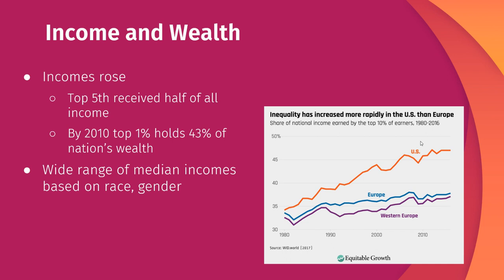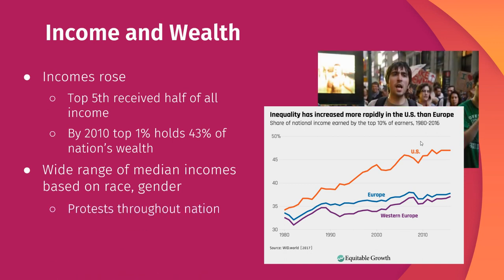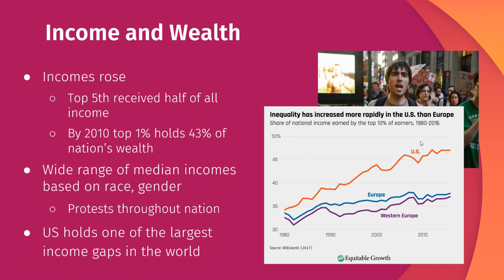And so most Americans throughout the 1990s and into the 2000s are doing better, but the Americans at the top of the economy are doing better than the Americans who are not at the top. And so we see a wide range of median incomes based on race and gender. This leads to protests throughout the nation due to this economic inequality. And if we look at it today, the United States holds one of the largest income gaps in the world.